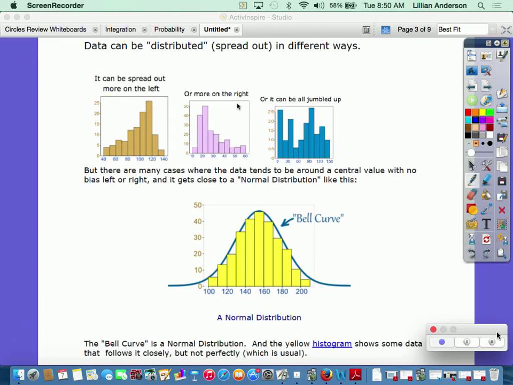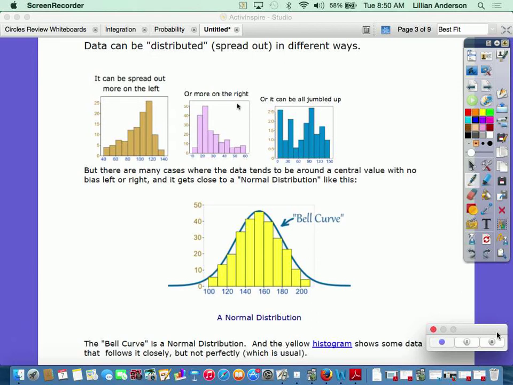Now, whenever you're given some data, it can be distributed, spread out in different ways. As you see in these three bar graphs, the data could be spread more to the left. In the second graph, you can see it being spread more to the right, or it can be jumbled up, okay? If some data is spread more to the left, that means more of your data lies in those higher values. So you have more values in the 100, 120, 140 range, and not so many in the 40, 60, 80 range.